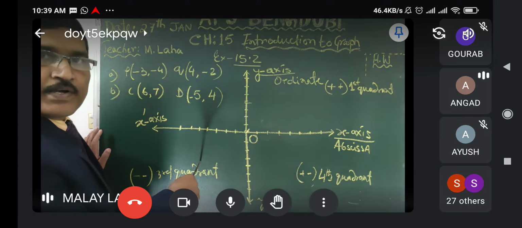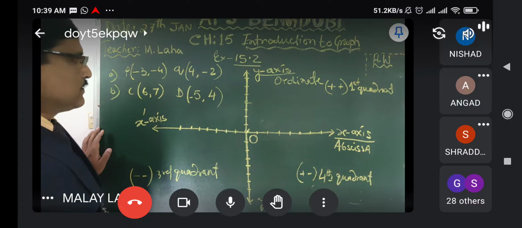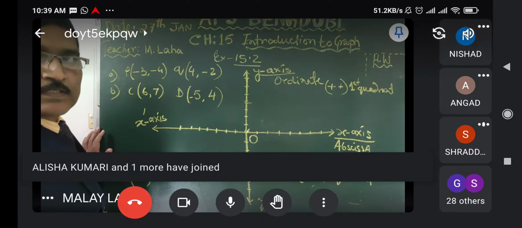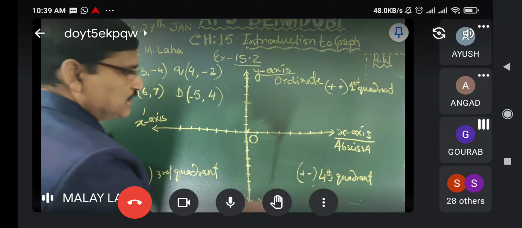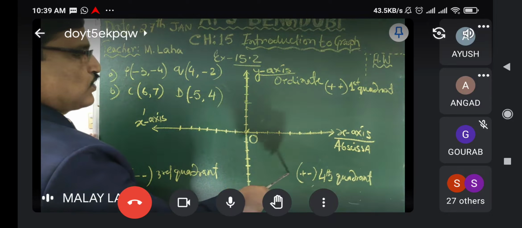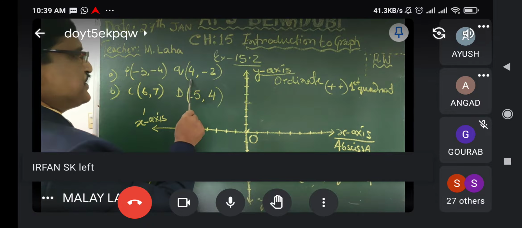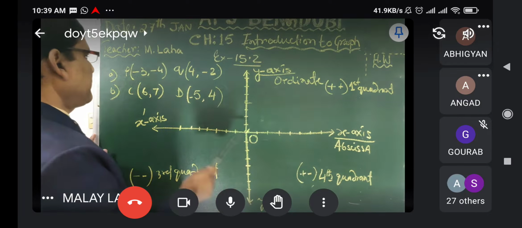Okay. Now point Q, its value is positive 4, negative 2. Sir, it will be located in the second quadrant. Who said second quadrant? The second quadrant is for minus plus. It falls in the fourth quadrant. Positive, negative. Yes, sir. Fourth quadrant. Okay, sir.